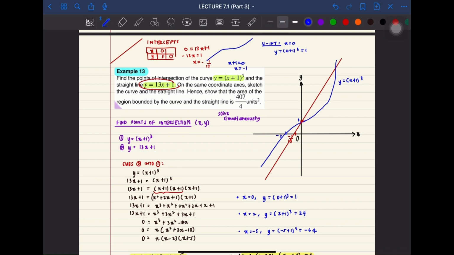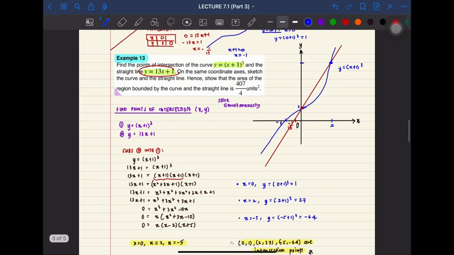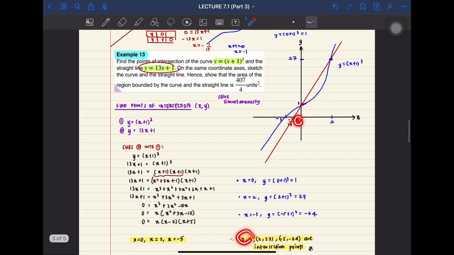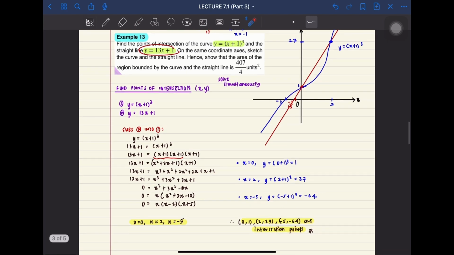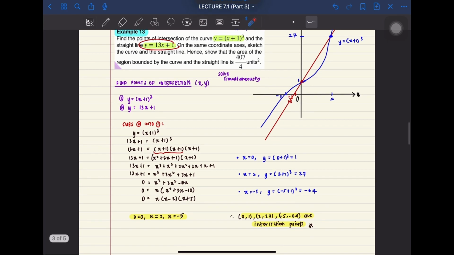So lebih kurang macam tu ke? Ya boleh lah, lebih kurang macam tu. Okay, so kat sini intersection point yang kedua. So sini 2, and then terus lagi, sini adalah 27. Dia bertindih dekat 2, 27. Yang first tadi 0, 1, dah dapat tindih. Last one dia bertindih dekat negatif 5, negatif 64. Lebih kurang macam tu. So graph dia pun sama juga.